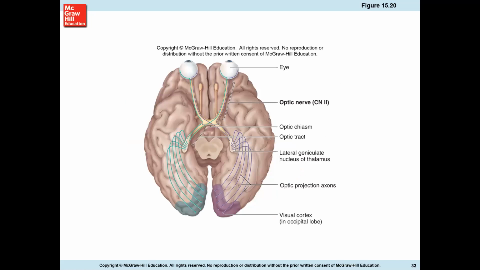Inferior view showing the optic nerve. We use a lot of neurons to get that information to the occipital lobe. And most of it crosses over, which again, you'll learn that in AP2.